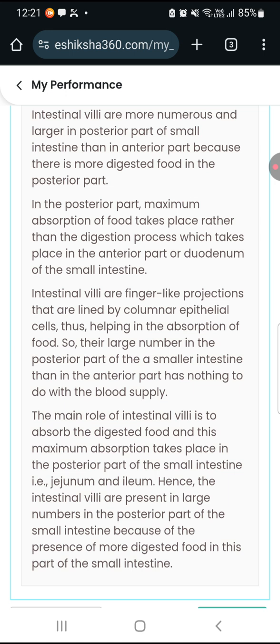has nothing to do with the blood supply. The main role of intestinal villi is to absorb the digested food, and this maximum absorption takes place in the posterior part of the small intestine, that is jejunum and ileum. Hence, the intestinal villi are present in large number in the posterior part of the small intestine because of the presence of more digested food in this part of the small intestine.